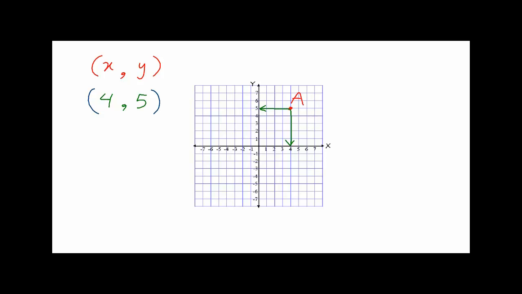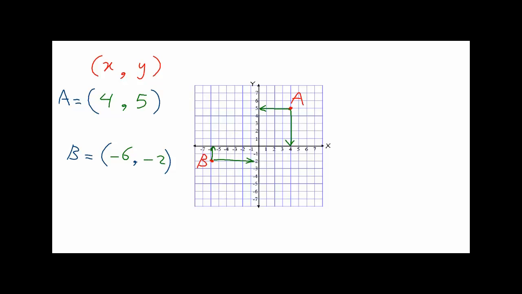Let us find the coordinates of another point, point B. We do the same thing, looking at the corresponding value on the x-axis, which is negative 6, and the value on the y-axis is negative 2. So our ordered pair for point B is negative 6 and negative 2.